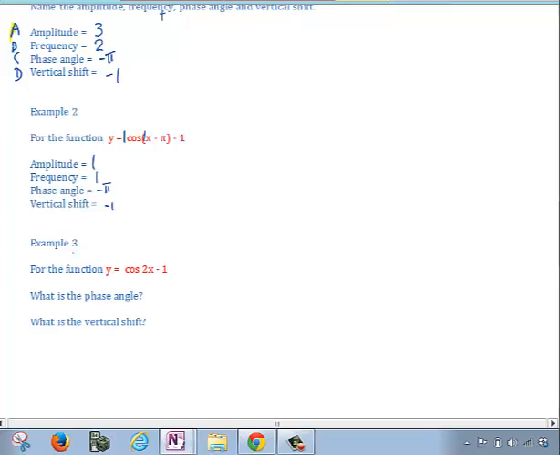So the next one, looking at this equation, let's find the amplitude, frequency, phase angle, and vertical shift again. I'm going to pause the video. Let's try it one more time. Let's see if we have any better luck this time. And go.